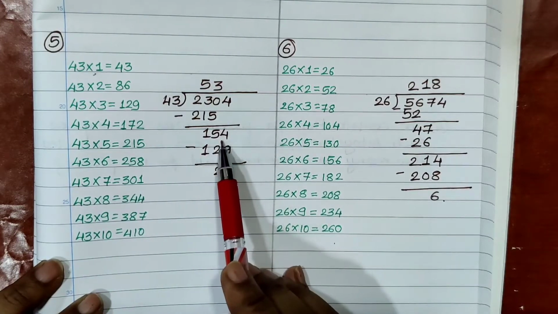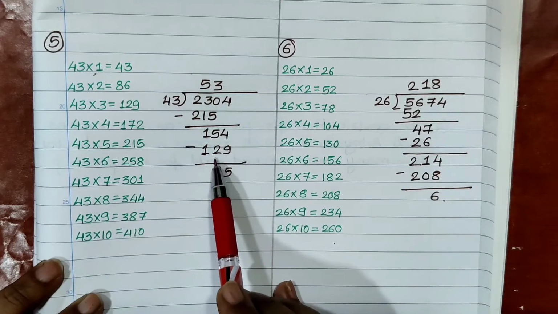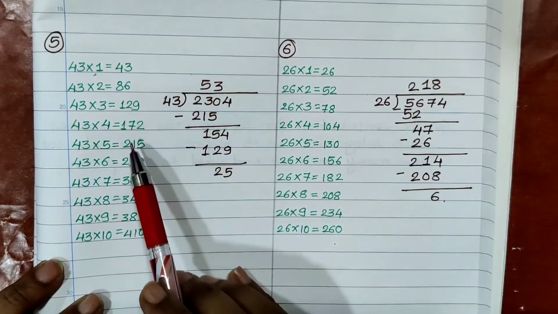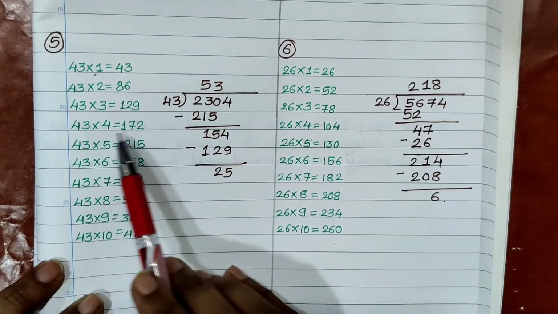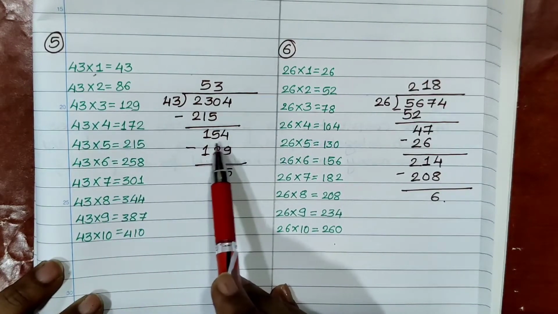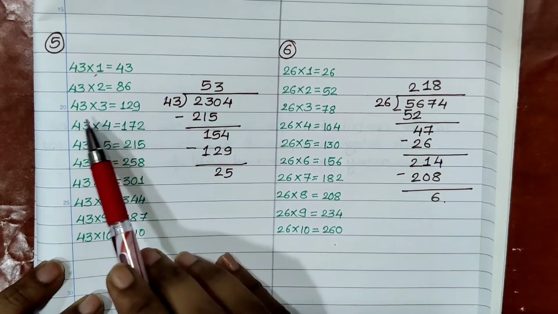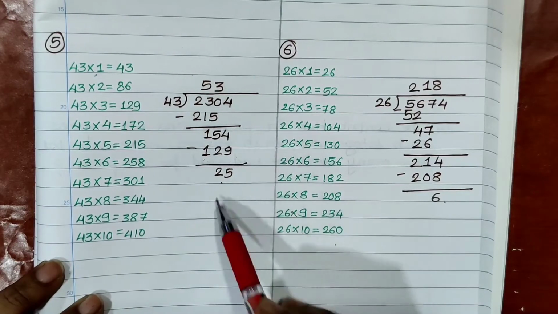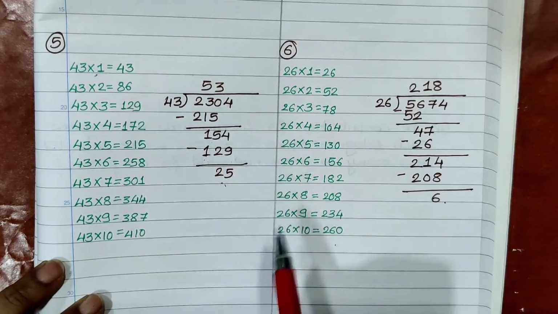Now one digit is remaining, which we have to write here. We have to complete this step. So 43 3s are 129 we have to write, because 43 4s are 172, which is very big as compared to 154. So we have to write 43 3s are 129. 154 minus 129, answer is 25. So 25 is the remainder. 53 is the quotient.